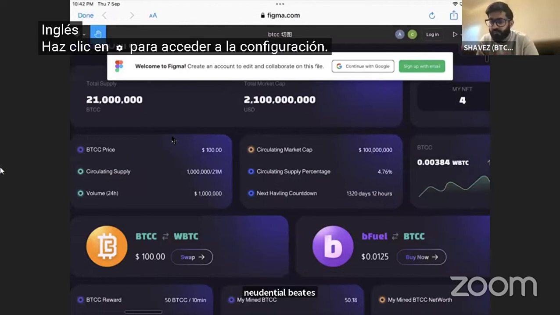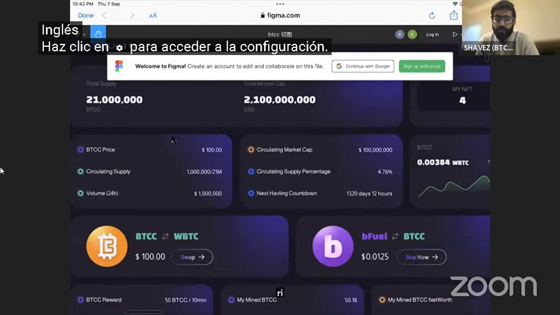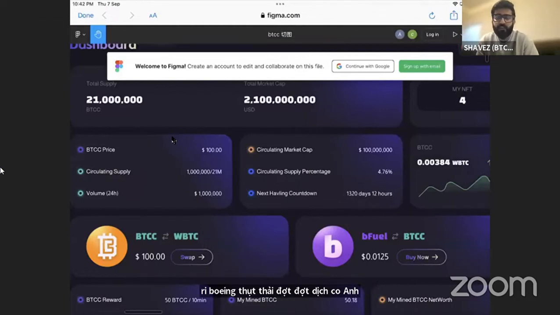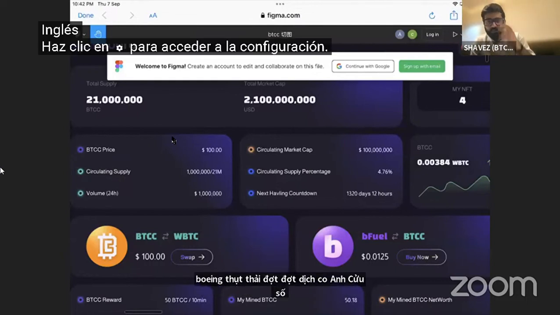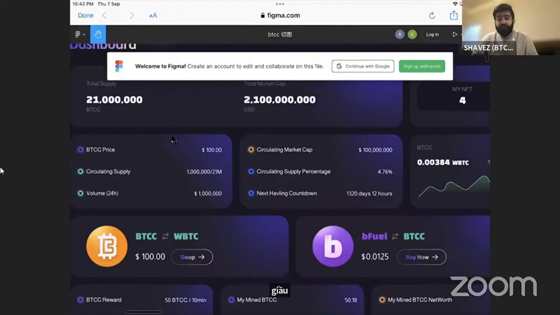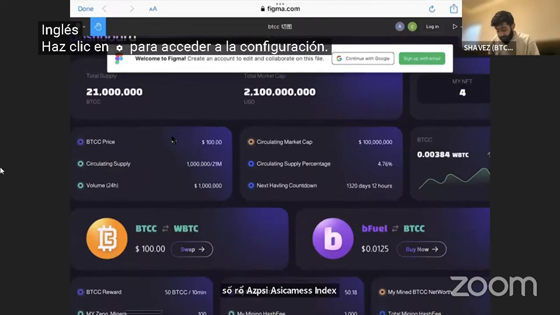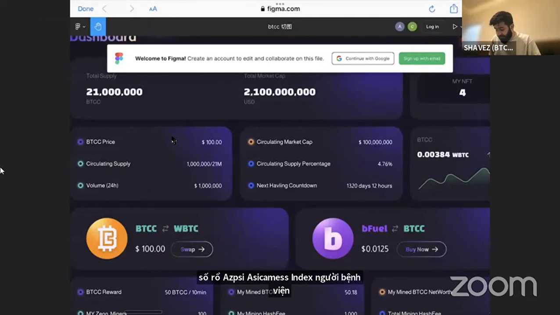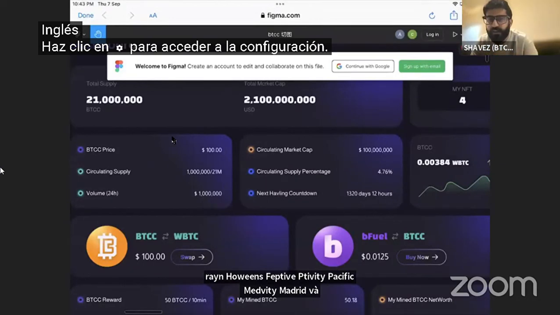Next halving countdown shows when we are going to halve the Bitcoin code. Every halving will reduce the rewards by 50%. Right now we mine 50 BTCC every 10 minutes, but after the halving, we will mine 25 BTCC every 10 minutes.